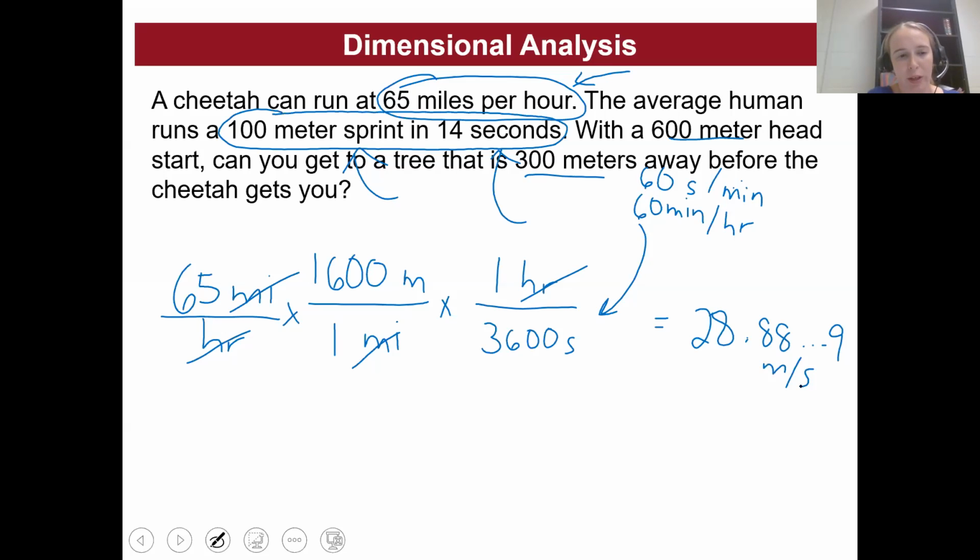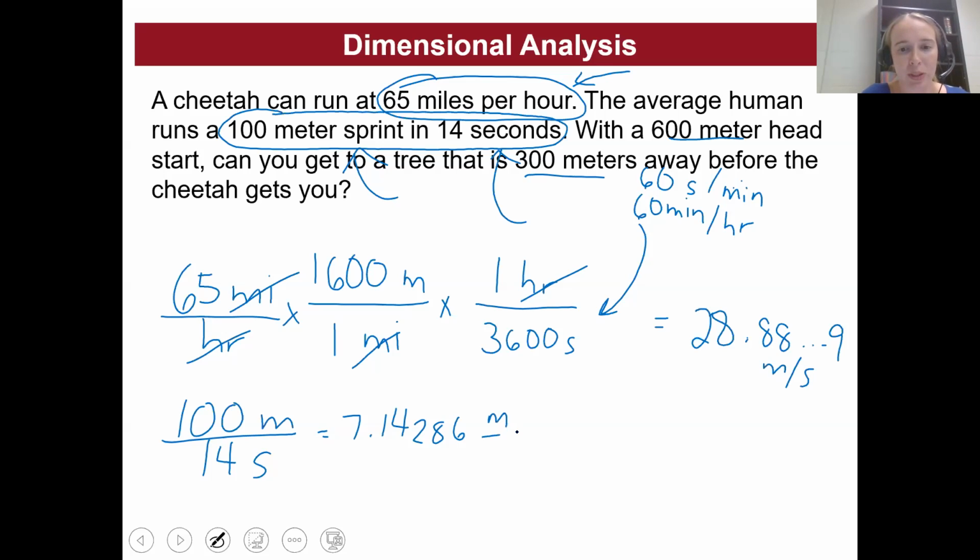How fast does the person run? We've got 100 meters in 14 seconds. Let's find out what that is in meters per second. So let's divide 100 by 14. That is 7.14286. I'm going to round it there, meters per second. You can see that the cheetah is probably about 4 times faster than us. That's not good, but let's keep going.